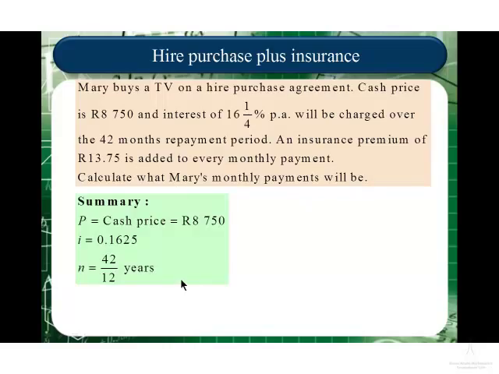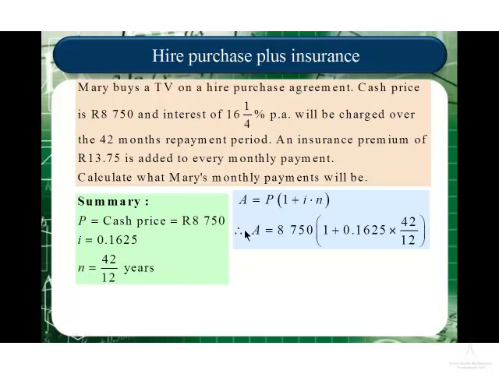Let's see what we have available in this particular case. Clearly the principal amount in this case will be the cash price, which is 8,750. The interest in decimal form will be 0.1625, and in this case the interest is per annum and the repayment period is 42 months, so N, the number of interest periods, will be 42 divided by 12 years. Note that this is not necessarily an integer, so it may even be a part of an interest period that applies in terms of the repayment period as such.